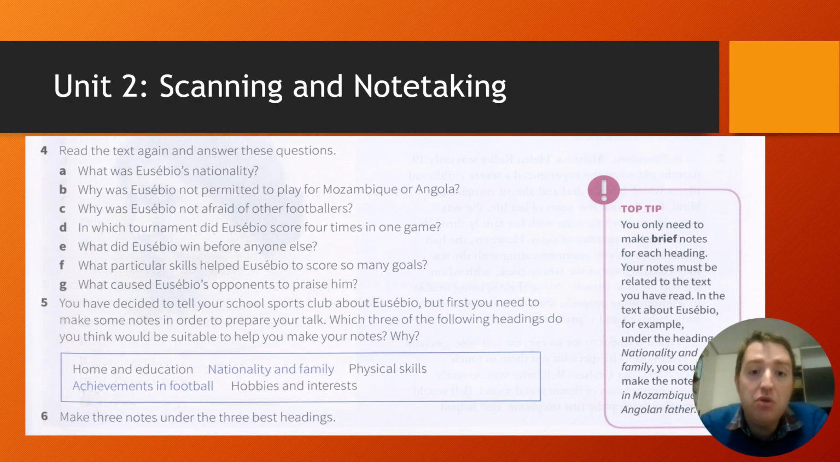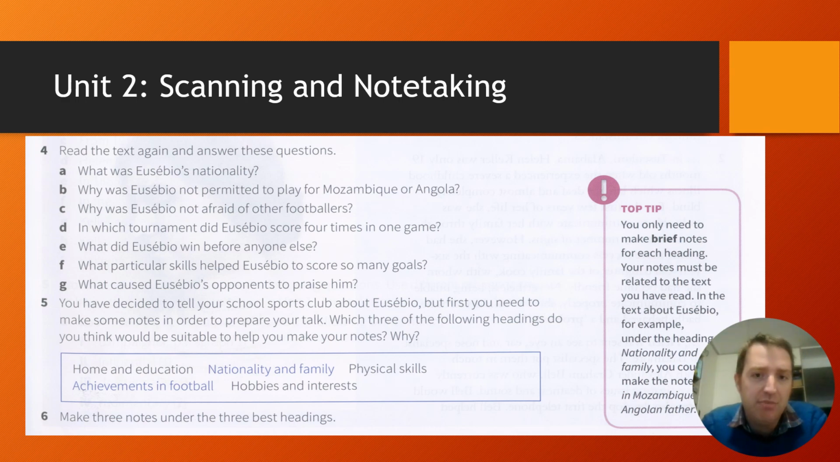So, when we do our scanning exercise, I'm not going to post up the Eusebio text, but the scan strategy I always try to teach them is to read the questions first and think about what type of information is necessary for that question. Like, for example, the first one here is, what was Eusebio's nationality? Well, you read that, and the type of information you need is a country or an adjective for a country. So that's really fast. So then we would just go through the text and we would scan.